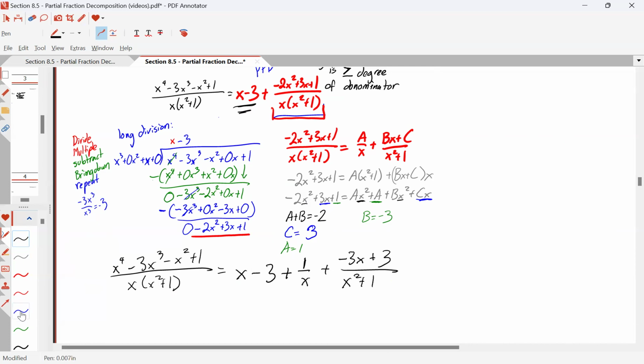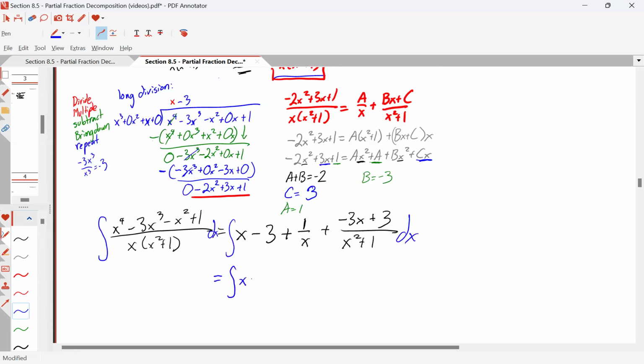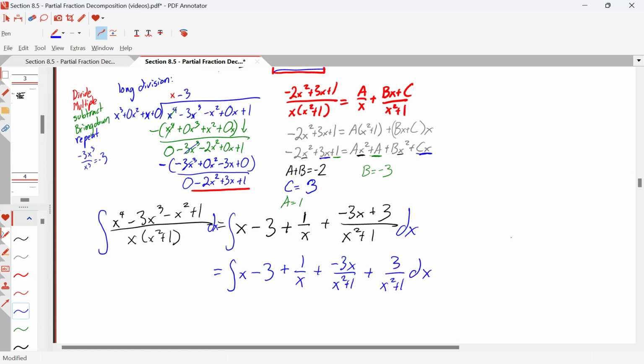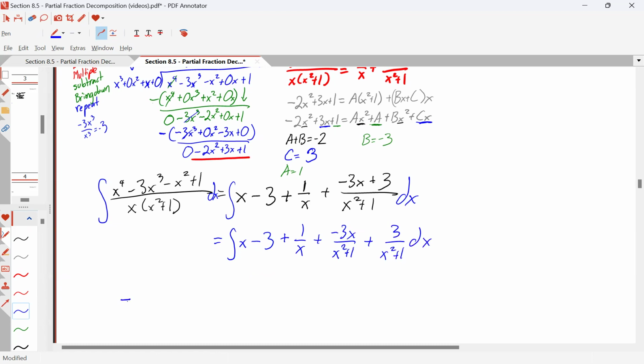And if I want to find the integral of this, that is integrating the second part. We're integrating x, we're integrating 3, we're integrating 1 over x, we're integrating -3x over x squared plus 1, and we're integrating 3 over x squared plus 1. We know the integrals of all of those. The integral of x is x squared over 2. The integral of 3 is -3x. The integral of 1 over x is the natural log of the absolute value of x.